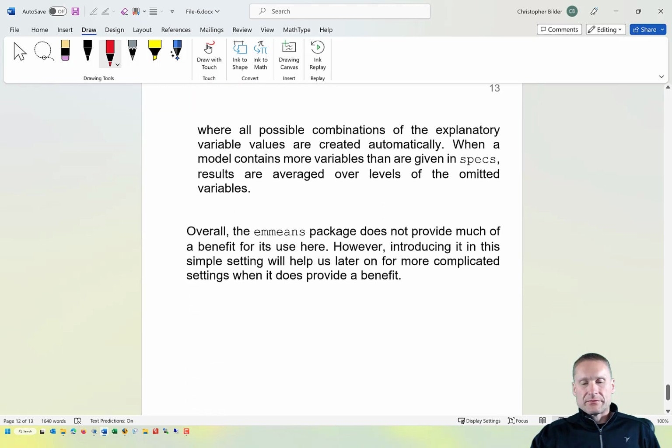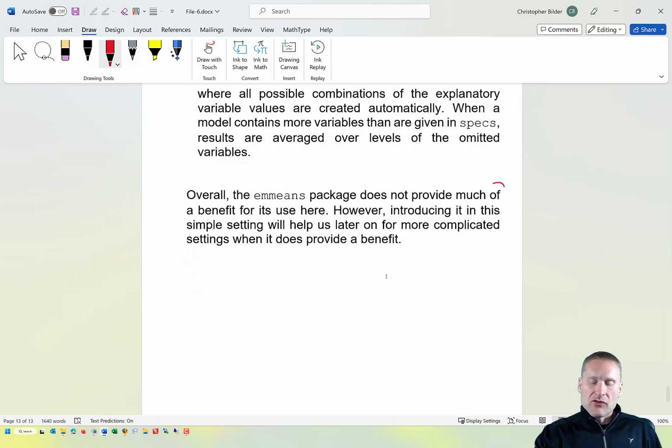Okay, and just for emphasis, emmeans doesn't provide much of a benefit for this particular situation that we're looking at. I'd be fine with just using predict like what we did before. However, I purposely introduce it in a simple setting such as this so that when we get to more complicated settings, we can take our knowledge from here to that more complicated setting. It will be easier to use. Okay, so this concludes this part of doing inferences for our probability of success parameter from a logistic regression model.